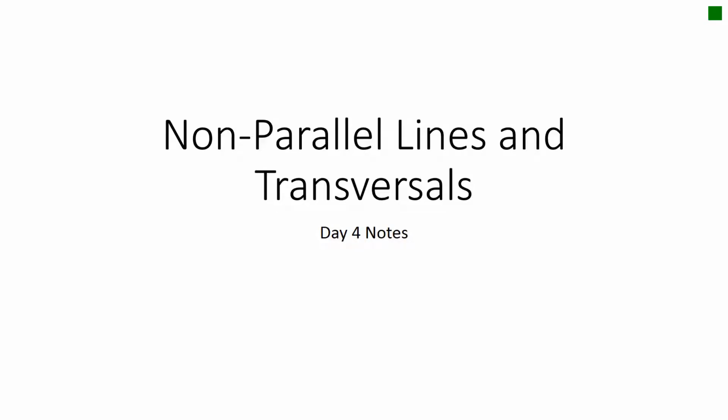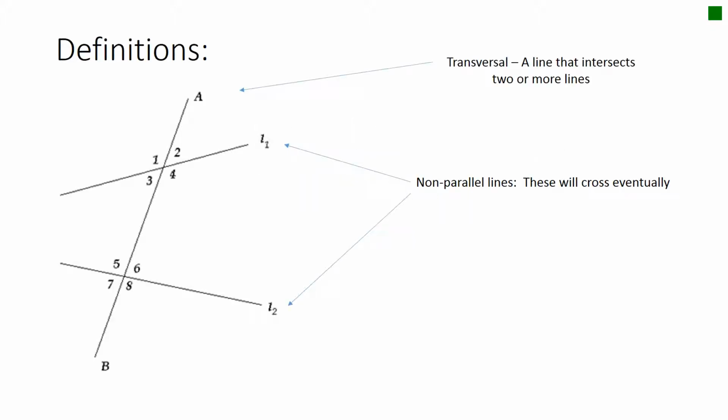Welcome to the wonderful world of non-parallel lines and transversals. Okay, to start with, we have a couple of definitions. So you'll see here that we have line 1 and line 2. Okay, so these are non-parallel lines. That means that if you continue those lines out forever, they will eventually cross. Okay, parallel lines will not, but non-parallel lines will cross.